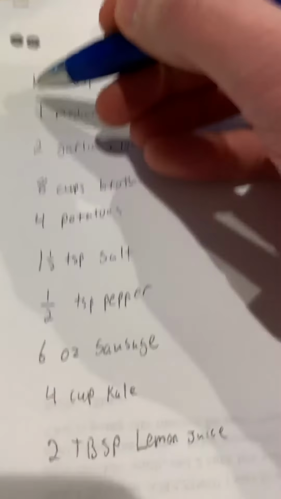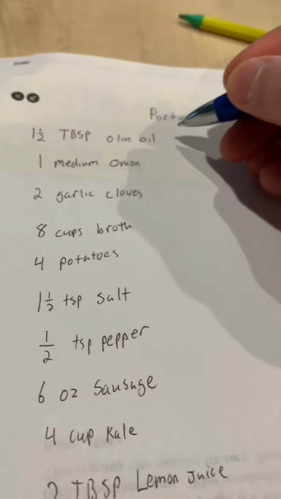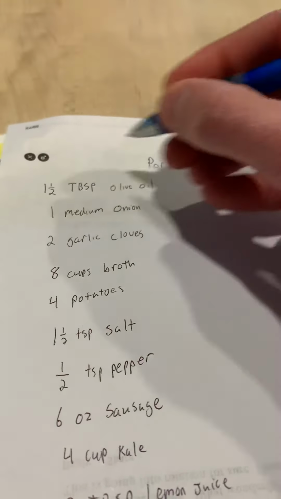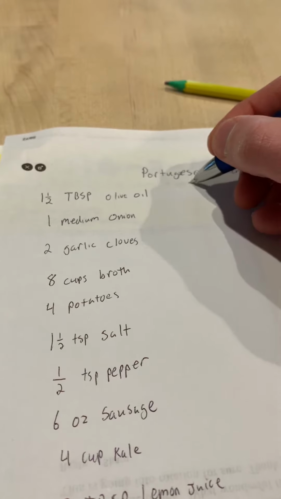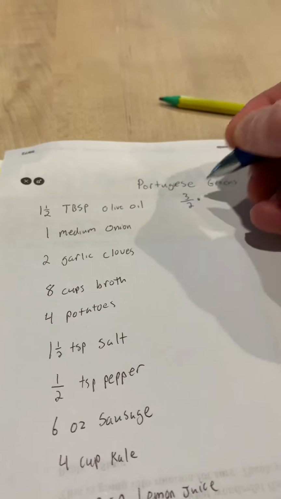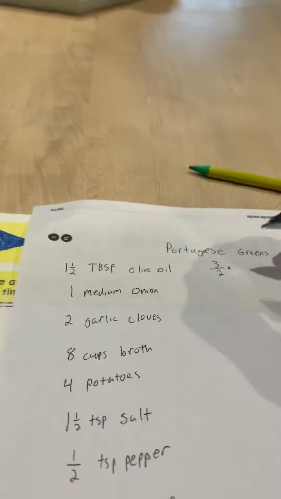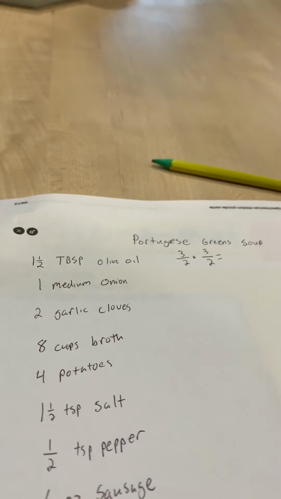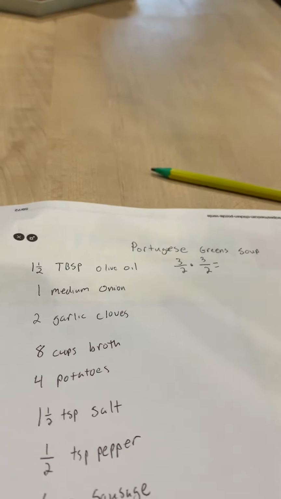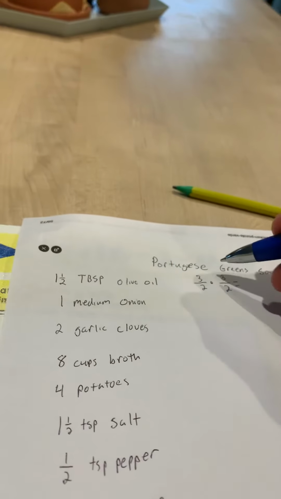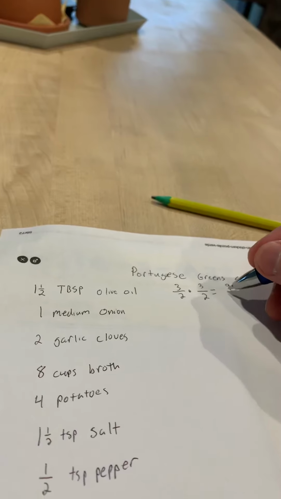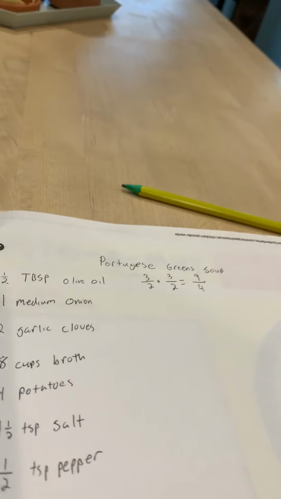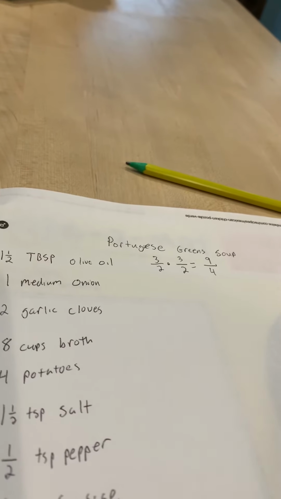If I have something with a fraction in it, I've got 1.5 tablespoons of olive oil, and I need to multiply that by 1.5. So I'm going to write this as an improper fraction, and I'm going to multiply it by 1.5. I'm also going to turn that 1.5 into an improper fraction. So I'm doing 3 halves times 3 halves. That's the same as doing 1.5 times 1.5. Remember, I multiply my numerators together, and I multiply my denominators together. And I get 9/4.